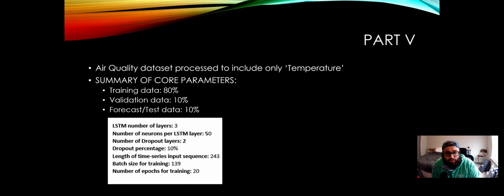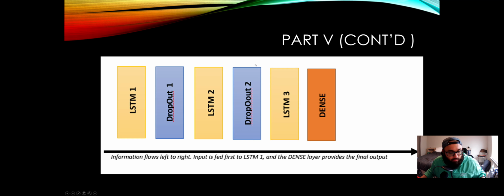But I changed it to 243 to again allow for a nice even batch size based on the number of records that I was looking at. And that batch size was 139, and I increased the number of epochs for training to 20. Once again, hoping that allowing some more training would reduce error and bias and increase model performance.